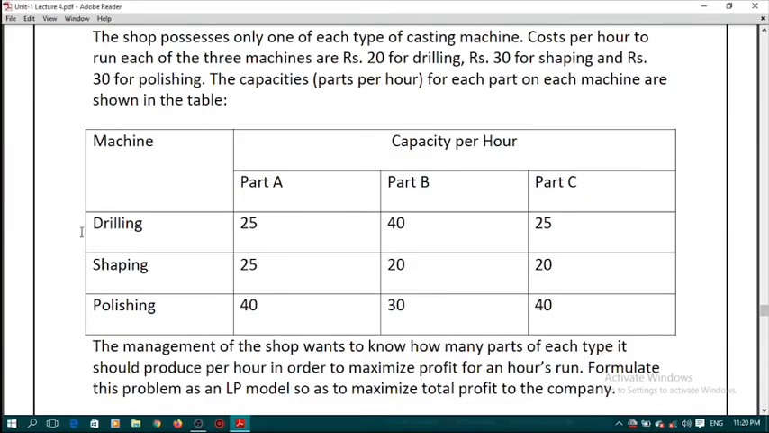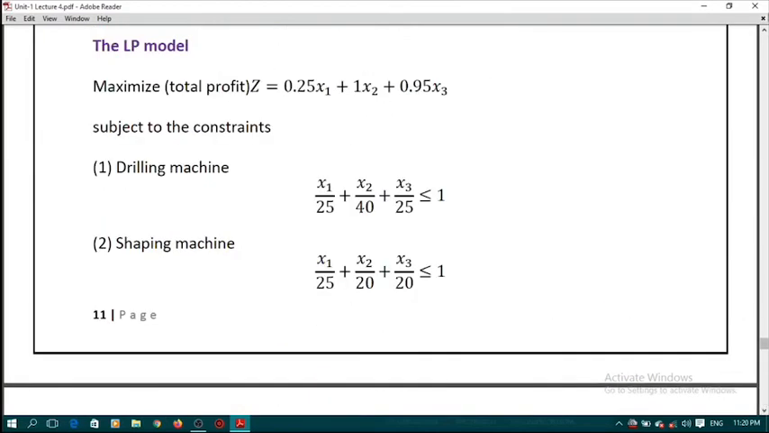So this constraint belongs to the drilling section. Now we have the other two, that is for shaping and polishing. So here, this one is our objective function. Now for the drilling machine, x1 by 25 plus x2 by 40 plus x3 by 25 is less than or equal to 1, and same for the shaping: x1 by 25 plus x2 by 20 plus x3 by 20 is less than or equal to 1.